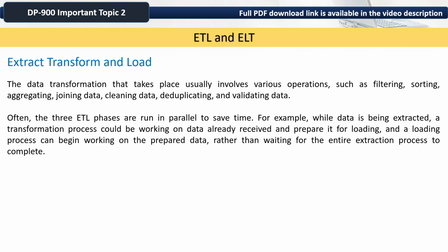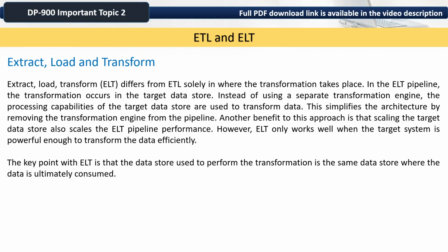For example, while data is being extracted, a transformation process could be working on data already received and prepare it for loading. And a loading process can begin working on the prepared data rather than waiting for the entire extraction process to complete. About extract, load, and transform, it differs from ETL solely in where the transformation takes place.